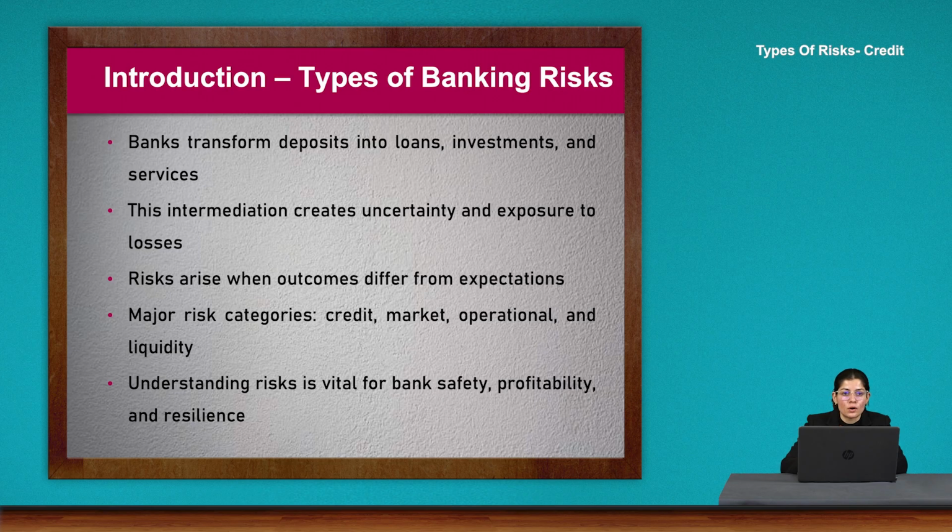to the danger of counterparty default. Then we have market risk, losses caused by unfavorable movements in market variables. Then we have operational risk, it is related to the losses resulting from the failure in processes, people, systems, and external events. And we have liquidity risk. So the inability to meet cash or collateral obligations when due will come under liquidity risk.